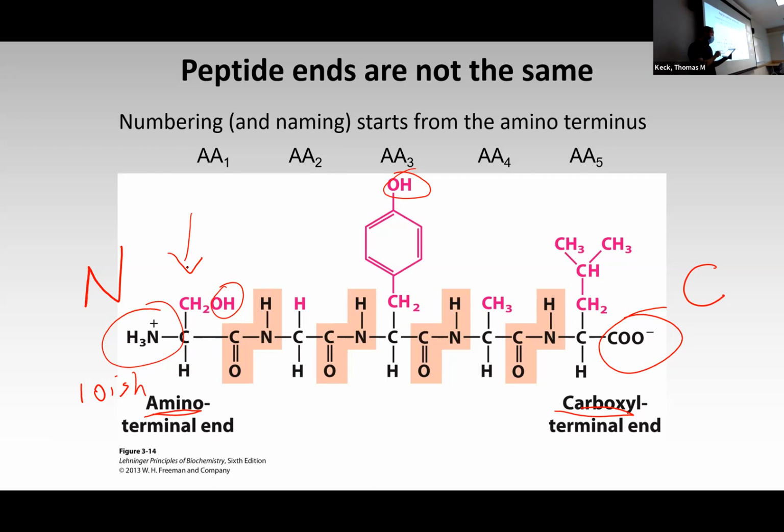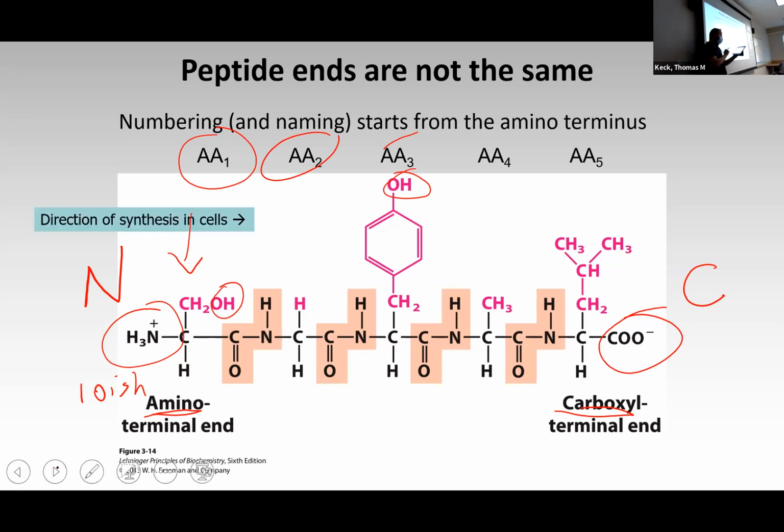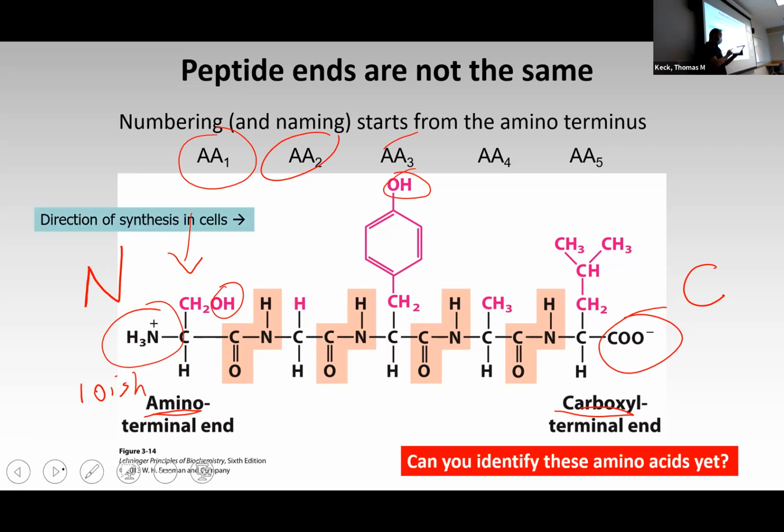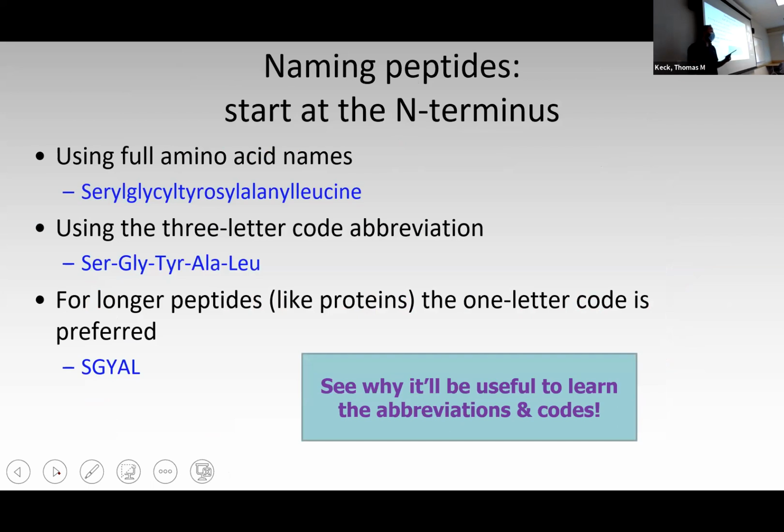All right, when we name a peptide like this, we're going to go from the N terminus to the C terminus. So here's A1, A2, and so on. The way we will typically name them is not the way you could actually chemically name them. Why? Because it's a mess.